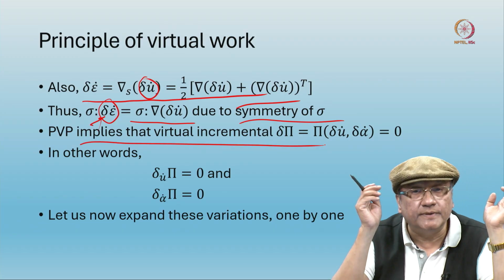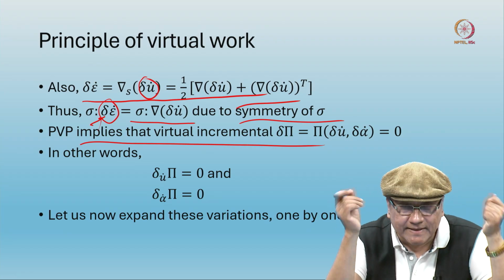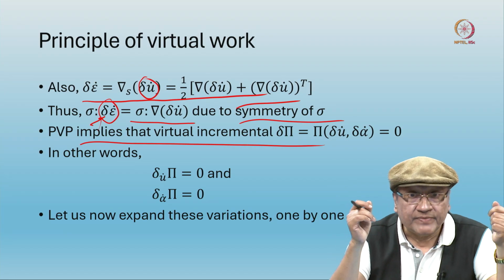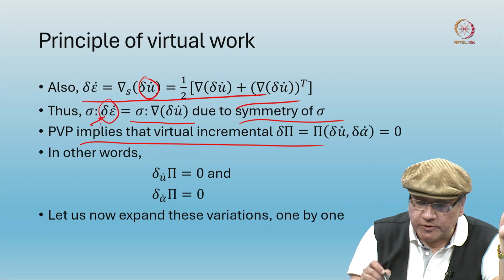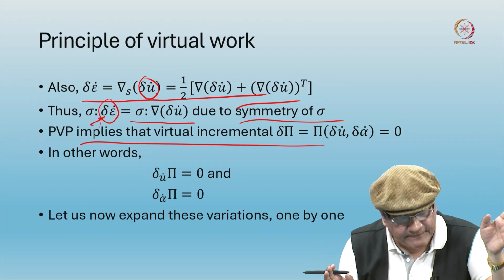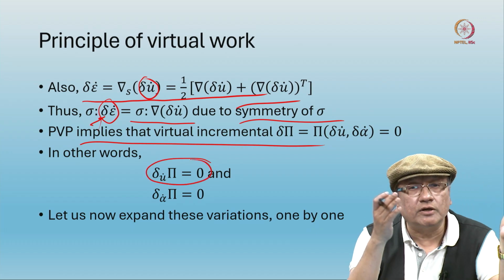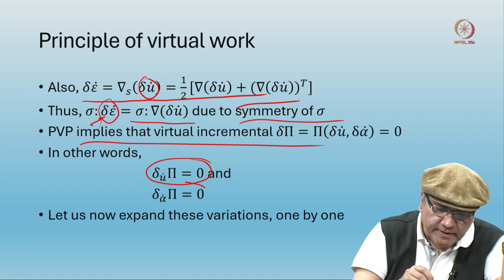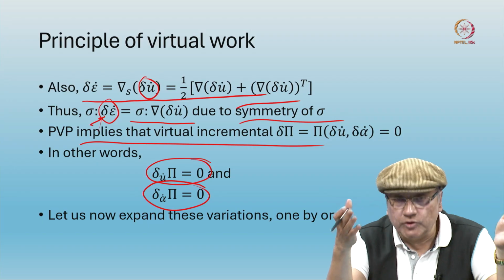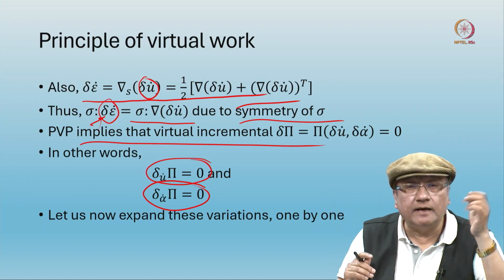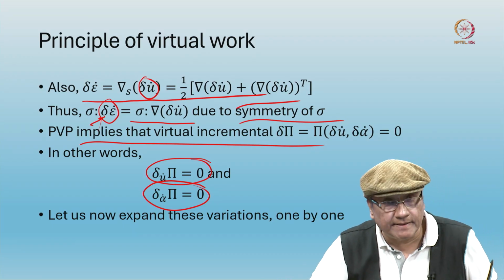Now the PVP implies that delta pi is equal to 0, right, that we have already seen, that I have already explained to you. Delta pi equal to 0, in other words, we will have to take the variation with respect to u dot first, keeping alpha dot fixed, and then get this delta u dot of pi equal to 0, and then keep u or u dot fixed, and then vary alpha dot, virtually vary I mean, and get delta alpha dot pi equal to 0. Okay, so let us expand these variations one by one systematically and see.